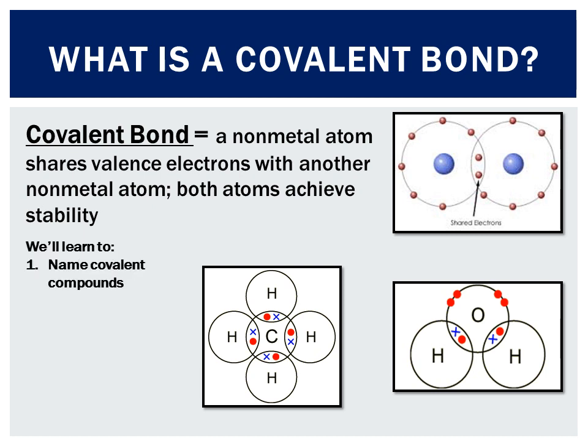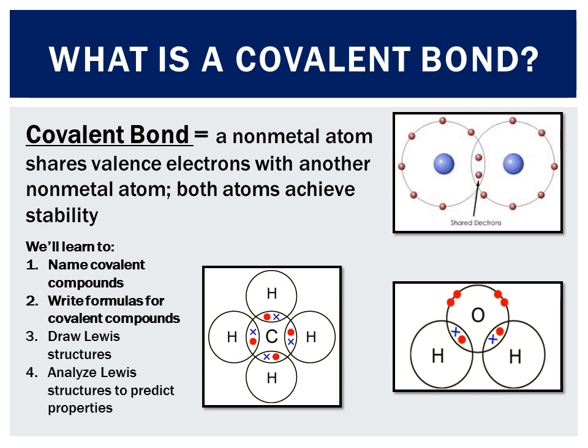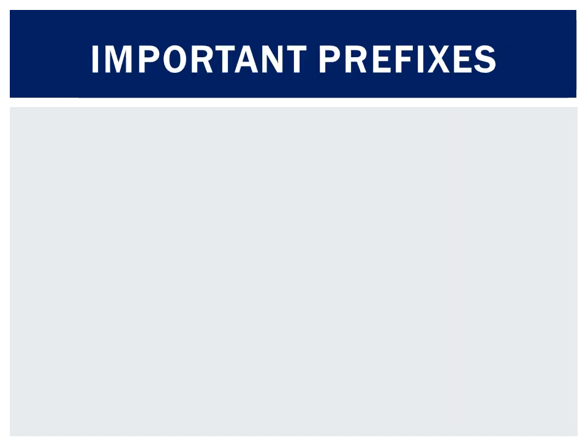We'll learn to name these covalent compounds. We'll learn to write the formulas in this video. And then later this week we'll be able to draw these Lewis structures you're seeing here with the dots and X's and so on representing the electrons, and then use those drawings to analyze and predict properties, including how the molecules behave and also what shape they would have.